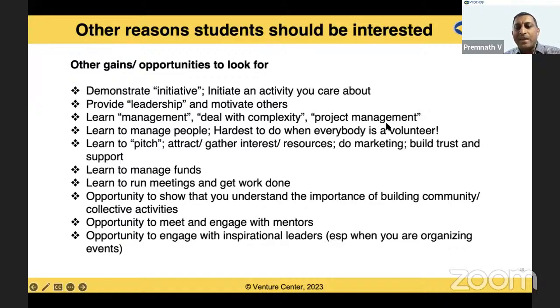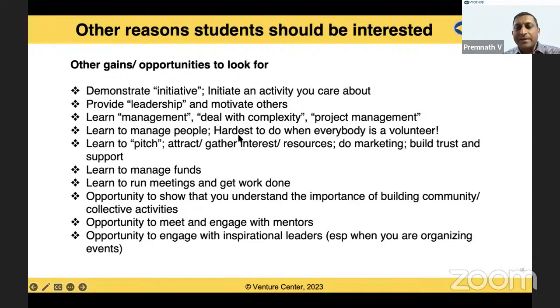Imagine running a program like eSummit, right? You have to raise so much money, you have to publicize it, you have to market it, you have to execute it, you have to bring all those people to the table. Everything has to be done like clockwork, right? And that is an exercise in managing complex projects. And if you do that, I'm sure you can handle many more things as well.